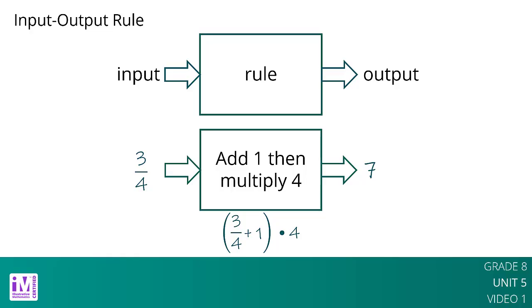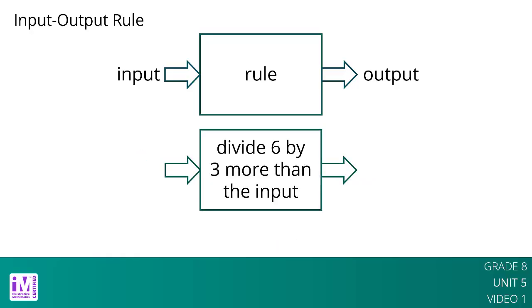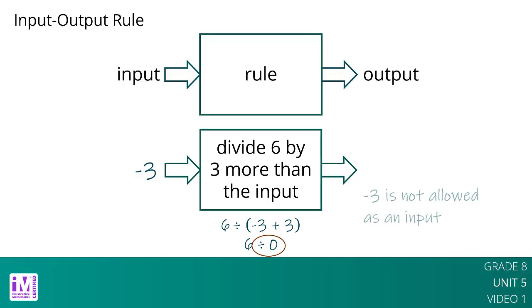For some rules, not all inputs are allowable, and the rule must specify which inputs will work. For example, this rule is fine when the input is 2, but if the input is -3, we would need to evaluate 6 divided by 0 to get the output. So when we say that the rule is divide 6 by 3 more than the input, we also have to say that -3 is not allowed as an input.